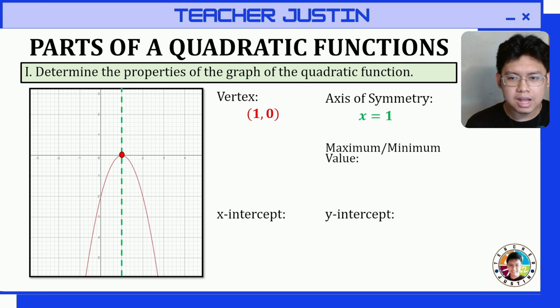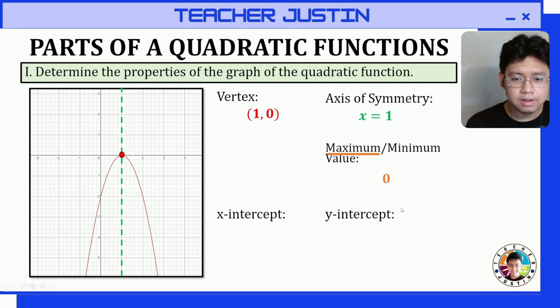Next, let's proceed to maximum or minimum value. Yung vertex natin is nasa taas ng ating parabola. So, we are going to get the maximum value of our quadratic function. Now, the maximum value will be the y-coordinate of our vertex. So, in this case, the y-coordinate of our vertex is 0. Therefore, the maximum value is 0.